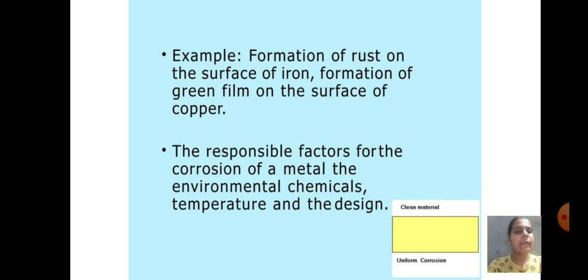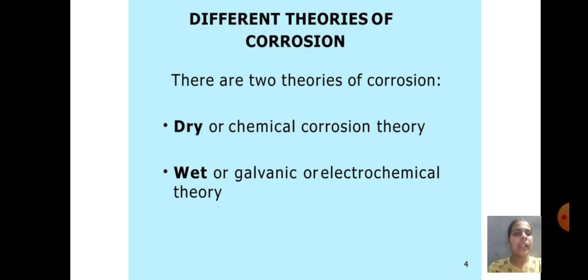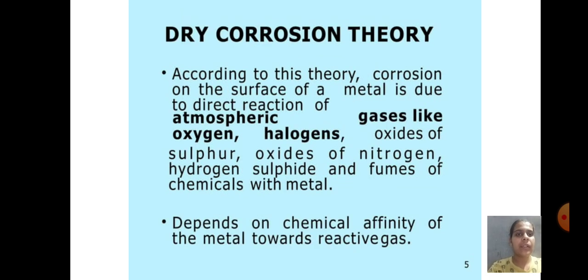The responsible factors for the corrosion of a metal are the environment, chemicals, temperature, and the design. Different theories of corrosion: there are two theories of corrosion, the dry or chemical corrosion theory, and the wet or galvanic or electrochemical theory. Dry corrosion theory.